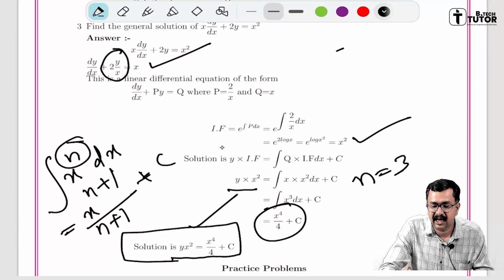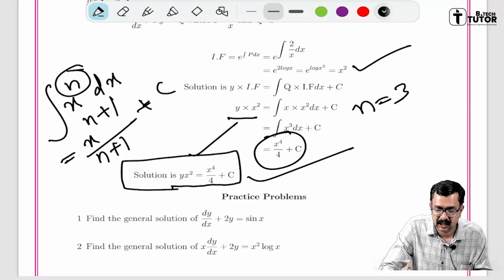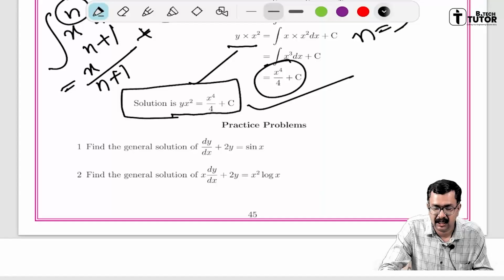Therefore, IF, integrating factor equal to e raised to integral p dx, that is e raised to integral of 2 by x dx, that is e raised to 2 log x, that is e raised to log x square, that is x square. Then the solution can be calculated by y into integrating factor equal to integral of q into IF dx plus c. When we are solving, we get the final answer. Final answer is y into x square equal to x raised to 4 plus c. That is our final answer.